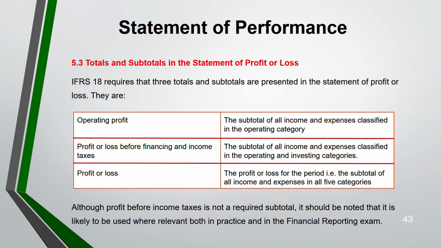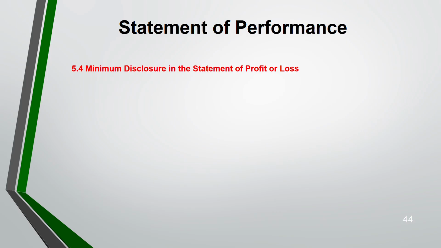So although profit before income tax is not a required subtotal, it should be noted that it is likely to be used where relevant, both in practice and in your FR exam. Now, minimum disclosure. The minimum disclosure is the line items that have to be presented in the profit and loss. See how we have done the line items for statement of financial position? Intangible asset, financial asset, investment, property, plant, and equipment, current asset, liabilities. Same for profit and loss. These are the line items.